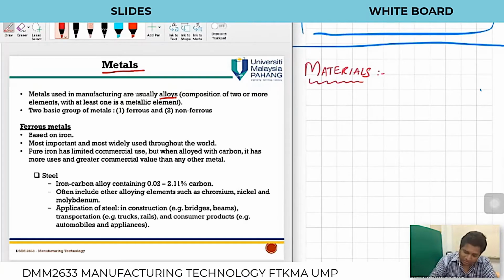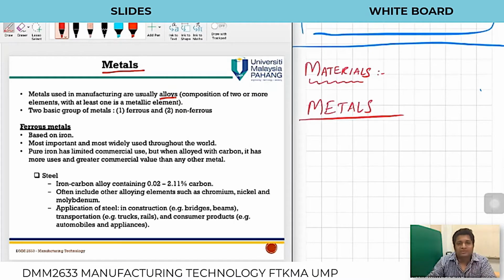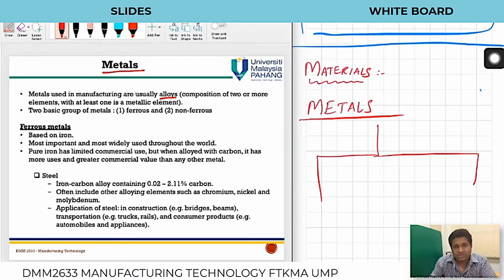When we talk about metals, we know the most famous metal is iron, right? That is why iron-based metals are separate and non-iron-based metals are separate. Iron-based metals are called ferrous materials. And non-iron-based materials are called non-ferrous materials. Those materials which are not iron are non-ferrous.